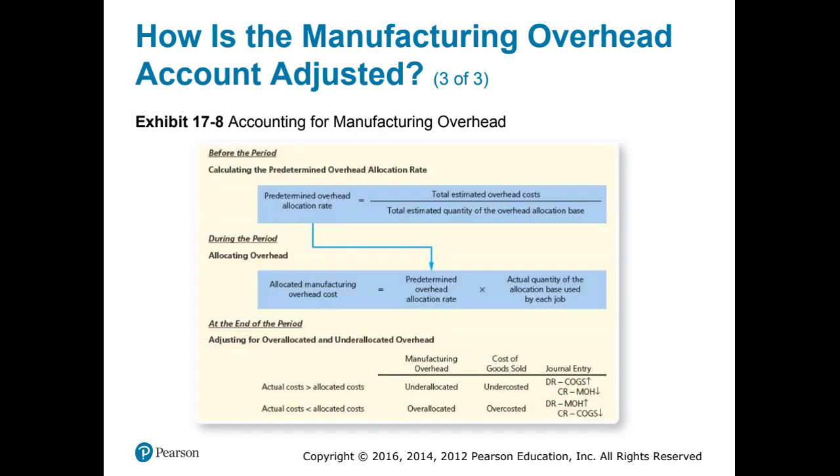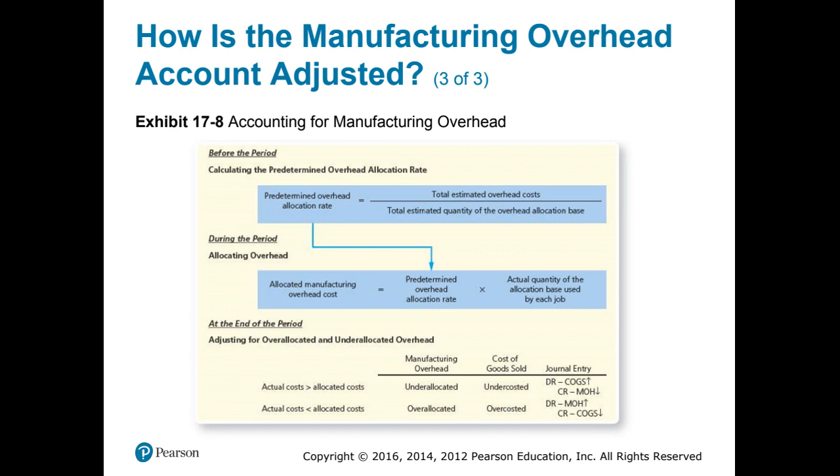How is the manufacturing overhead account adjusted? So this is on page 888. Before the period, we're going to calculate the predetermined overhead allocation rate. And this is our formula to do so. To find the predetermined overhead allocation rate, we take total estimated overhead cost divided by total estimated quantity of the overhead allocation base.